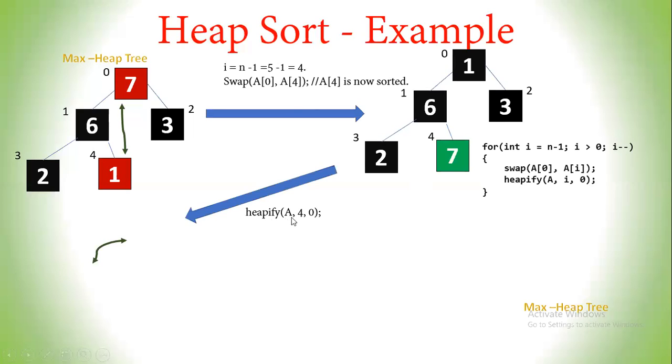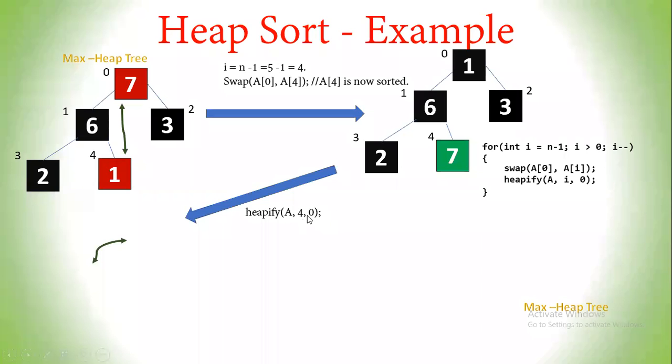Heapify A(4, 0). What is A(4, 0)? A(4, 0) means a tree with size 4. A tree with size 4 means this element is not there in that tree. This is removed. This is not considered. When we call this heapify A(4, 0), this tree was of size 5. The heapifying tree is of size 4. So the last element is not considered.